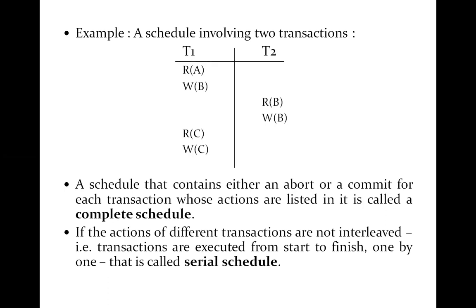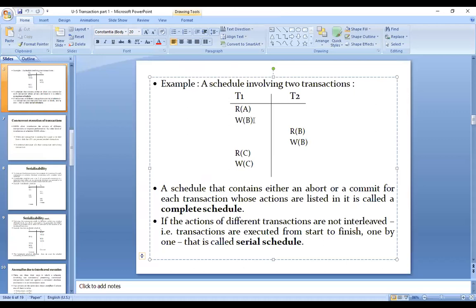So here we have an example in which a schedule has been represented. T1 is a transaction, T2 is another transaction, and the T1 transaction is reading A, an object, then writing A. Of course, there is a mistake: it is not B, it is A actually.